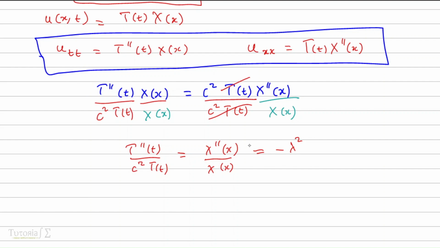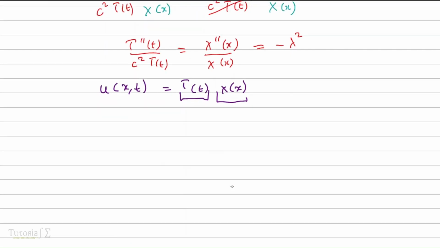Remember, we're doing all this because we want to solve u of x, t equals T of t times X of x. So basically what we're trying to find is T of t and X of x. Once we find them and put them there, we are done with solving our wave equation. So here we can separate the variables.